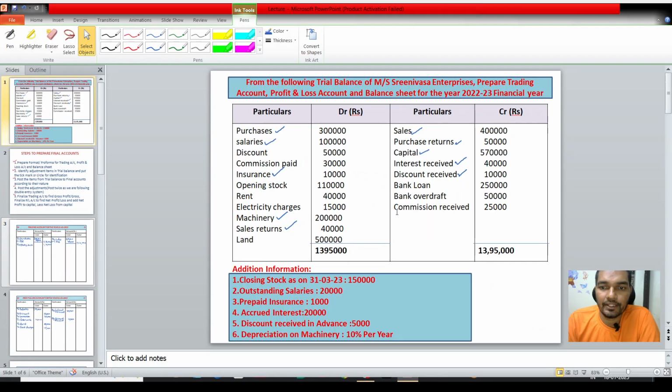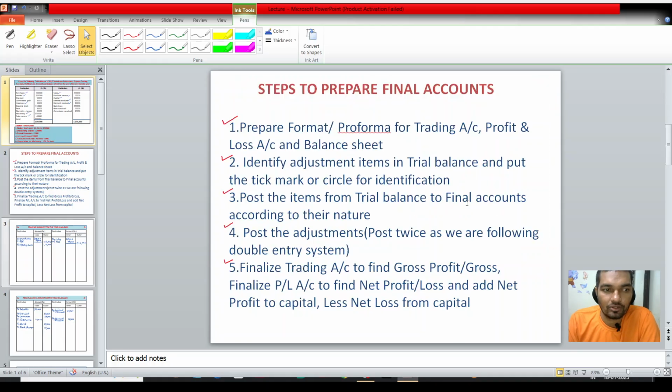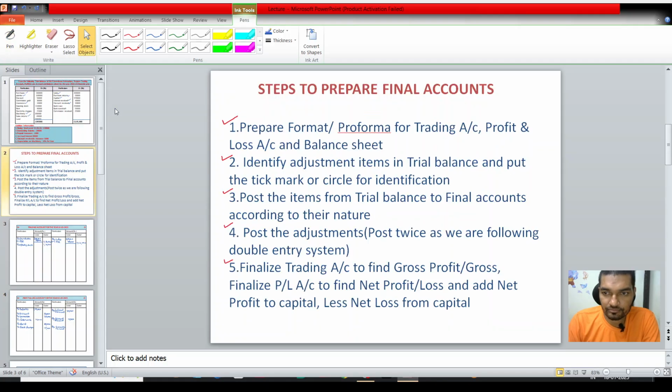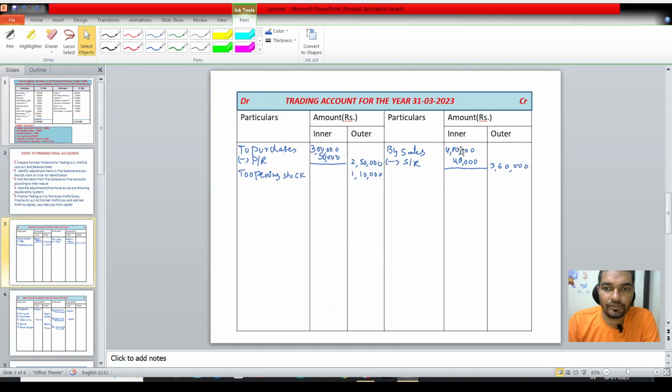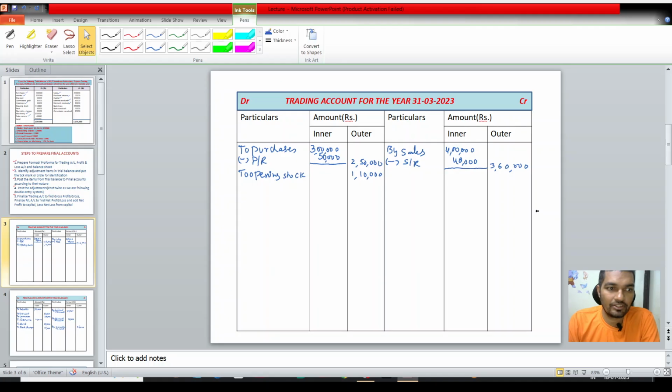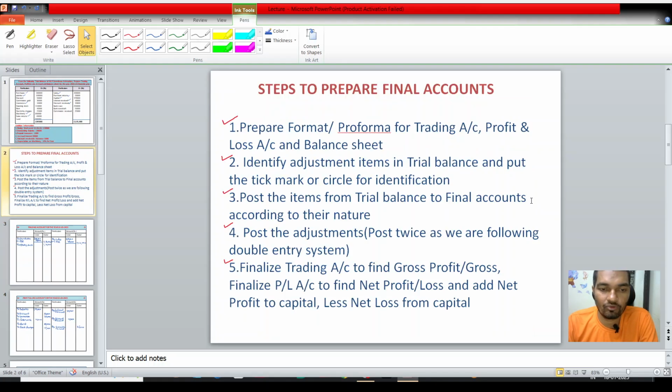Finally, the commission received 25,000 rupees, which is considered as indirect income. So commission received is the indirect income by commission received. So if paid is given, we have to show debit side. If received comes, we have to show credit side. So the amount of commission 25,000 rupees, we can show directly in the outer column. So here the third step we have completed and we move to fourth step.